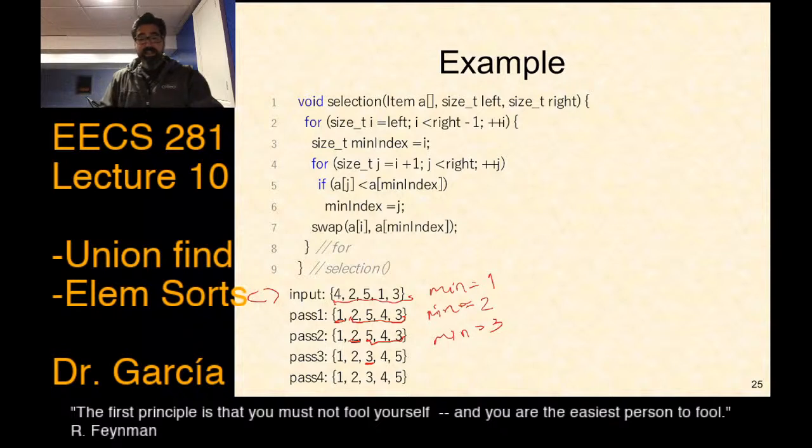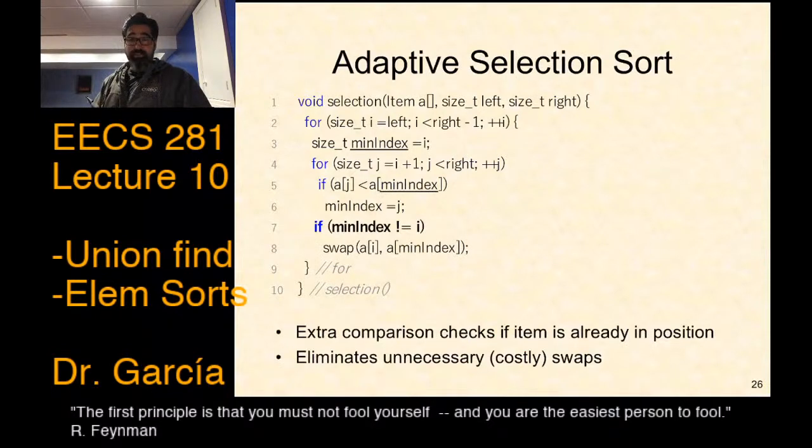Okay, so that's selection sort. It's, to me, the most intuitive sort, to be honest. And it has room for improvement. You can actually make it adaptive.